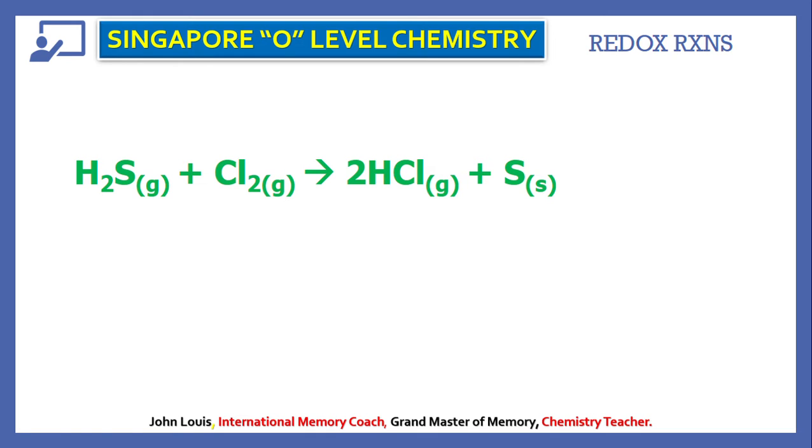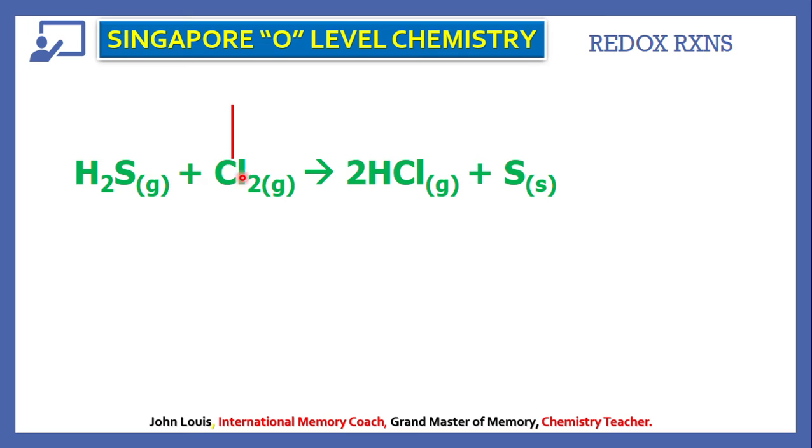So what is this chemical reaction here? Hydrogen sulfide. So this is hydrogen sulfide reacts with chlorine to give hydrogen chloride and sulfur. Now let us see what change has taken place for each and every reactant. So first let us take chlorine.